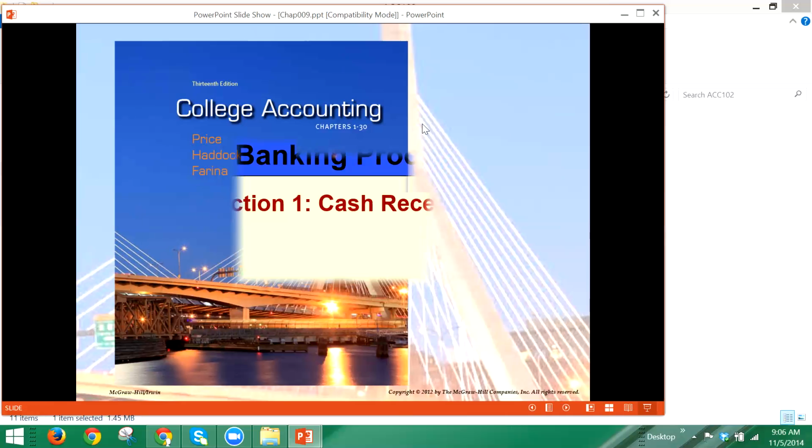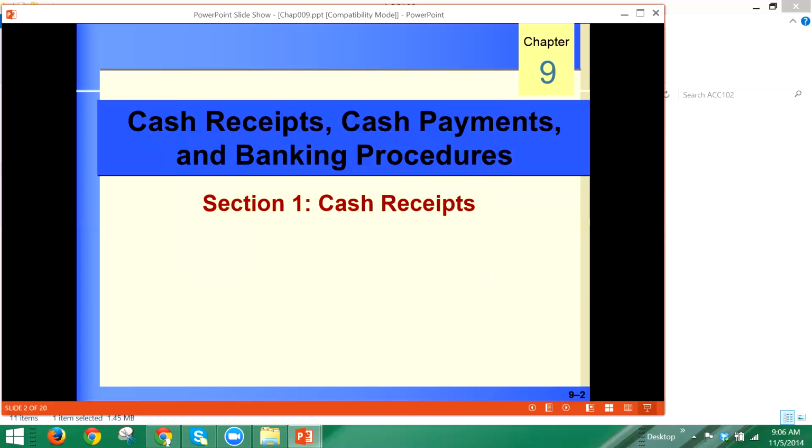Okay, so today is going to be on cash receipts, cash payments, and banking procedures. Now in chapters 6, 7, and 8, we introduced the concept of specialized journals and specialized ledgers, like the sales journal and the purchases journal and the accounts receivable ledger and the accounts payable ledger. And today we're going to be talking about the cash receipts journal and the cash payments journal.